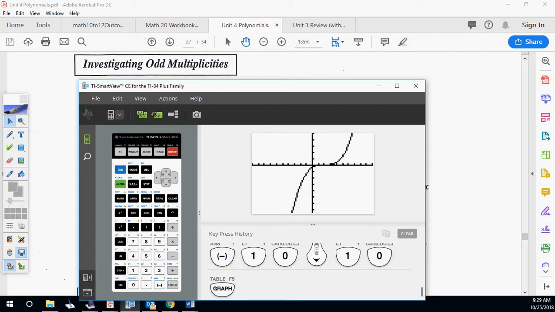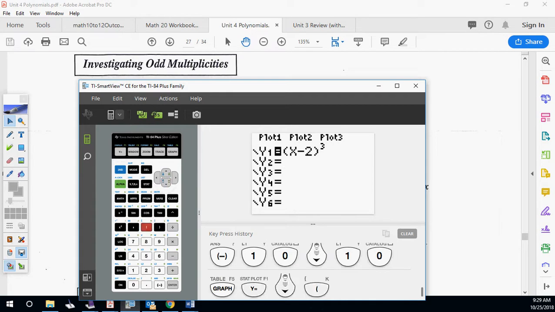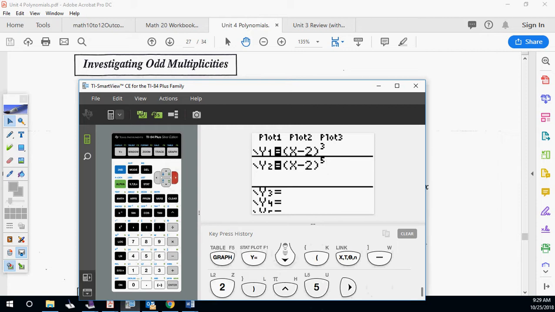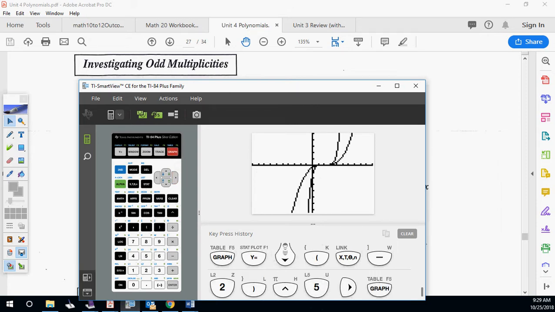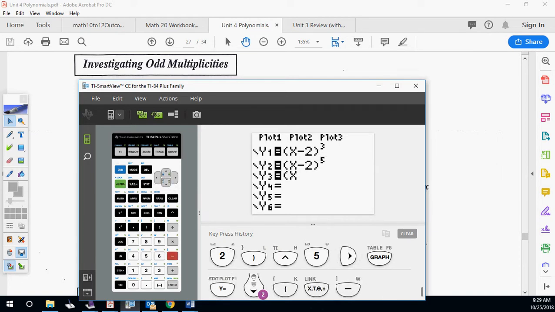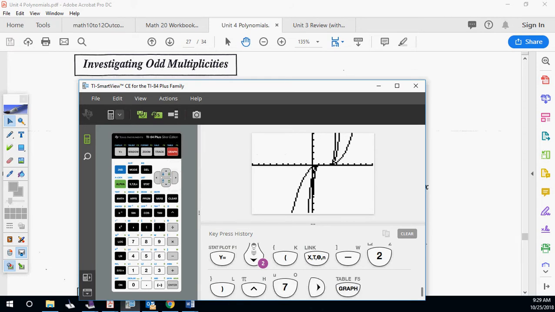Okay, so there's what the first one looks like with multiplicity of 3. Let's try it with multiplicity of 5. Okay, so it got a little bit steeper. And if we try the multiplicity of 7, and then steeper. So then let's just think about, why is it getting steeper?